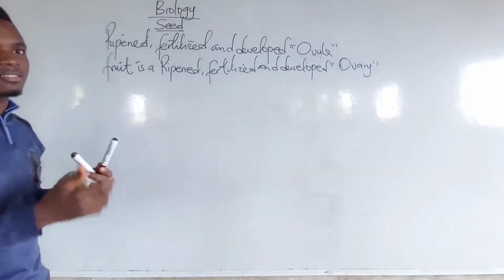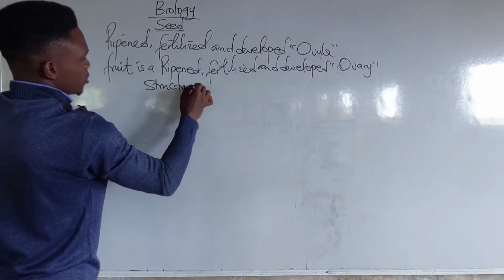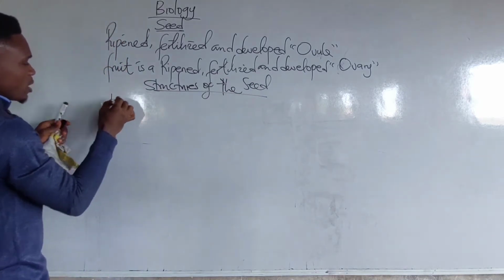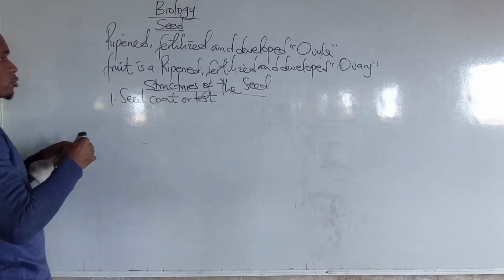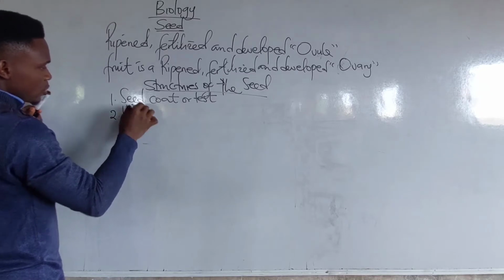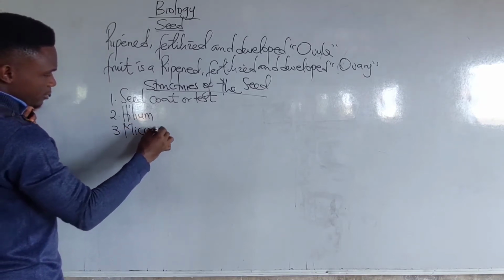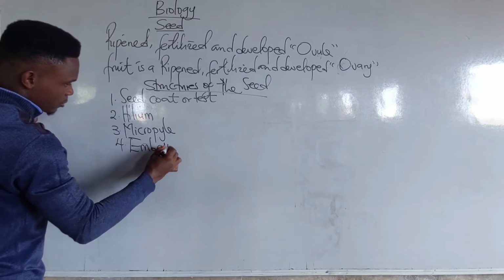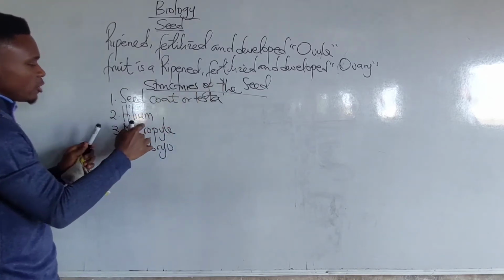Now, seed has different structures. Structures of the seed. Alright, definitely one, you have the seed coat or tester, and two, you have the hilum. Three, you have the micropyle. And four, you have the embryo. Alright, the seed has so many structures, and these are the seed coat or tester, hilum, micropyle, and what?